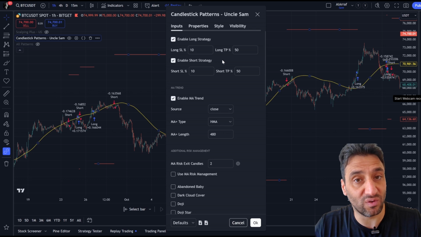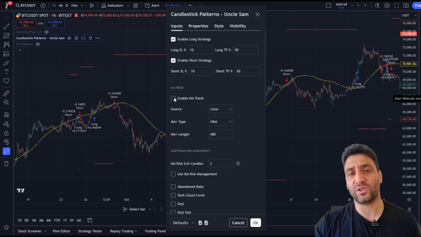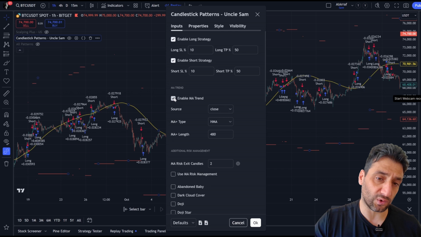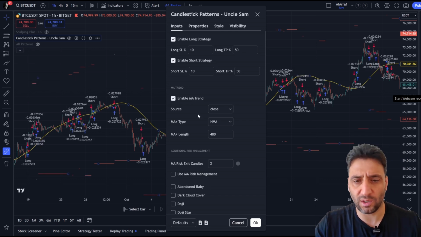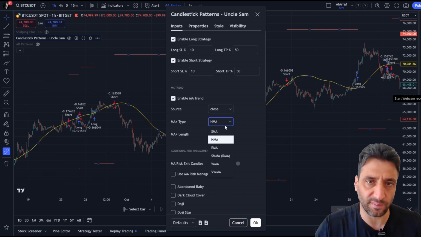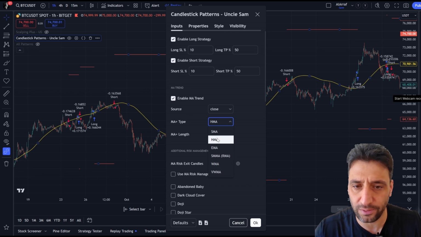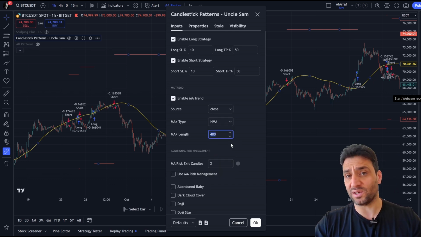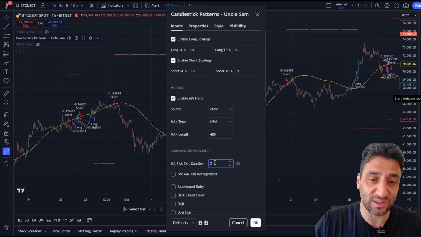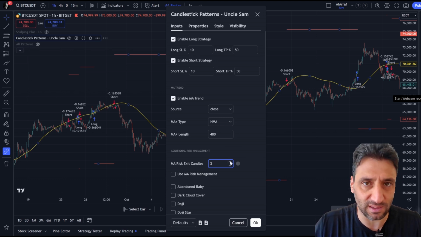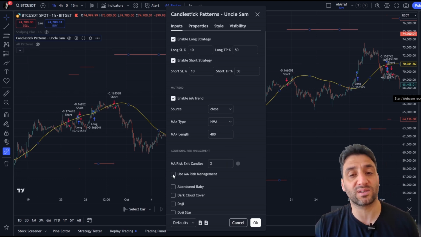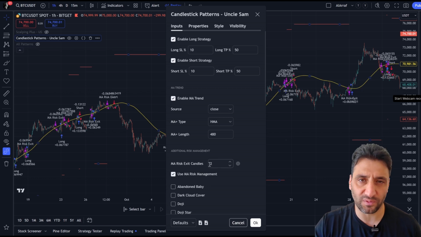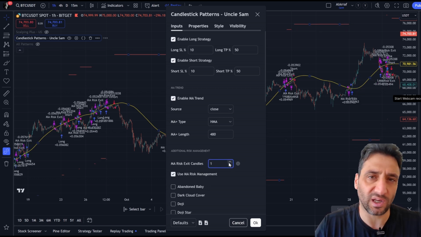Next, we have the moving average filter. This filter helps us identify the overall trend and avoid trading against it. You can choose your preferred MA type, SMA, EMA, VWMA, you name it, and adjust the length. We've also got some cool risk management options like the MA risk exit. When enabled, this closes trades if the price closes against the trend for a certain number of candles. This adds an extra layer of protection to your capital.